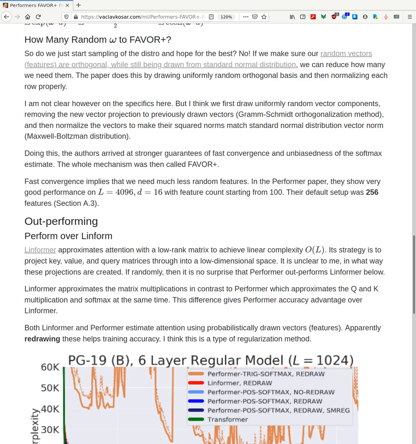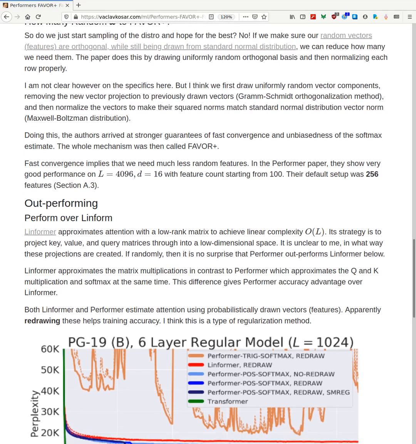But first, they will remove all the projections onto the vectors they already have, and from this they will get a vector orthogonal to the previous ones. So they are getting orthogonal vectors. But wait a moment, the norms obviously will not match. How to get correct norms? If I understand correctly, they then draw for each vector a norm from the Maxwell-Boltzmann distribution, and as a result they will get orthogonal vectors which are randomly drawn from the standard normal distribution. This draw converges to the random normal distribution.